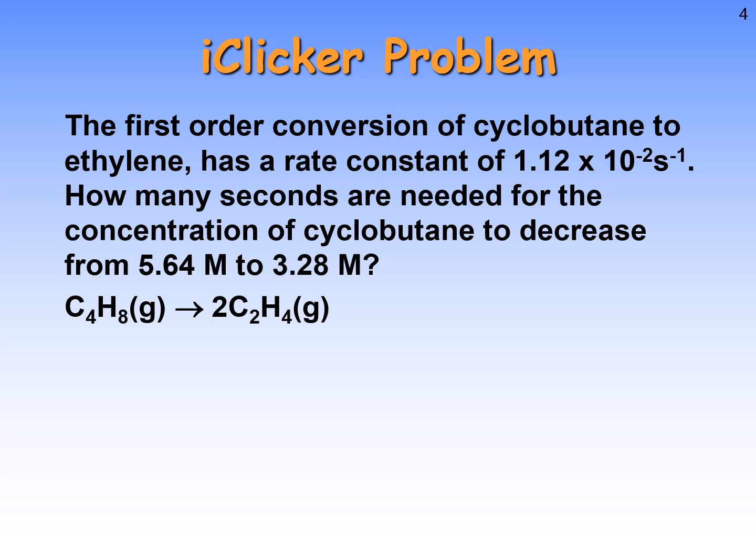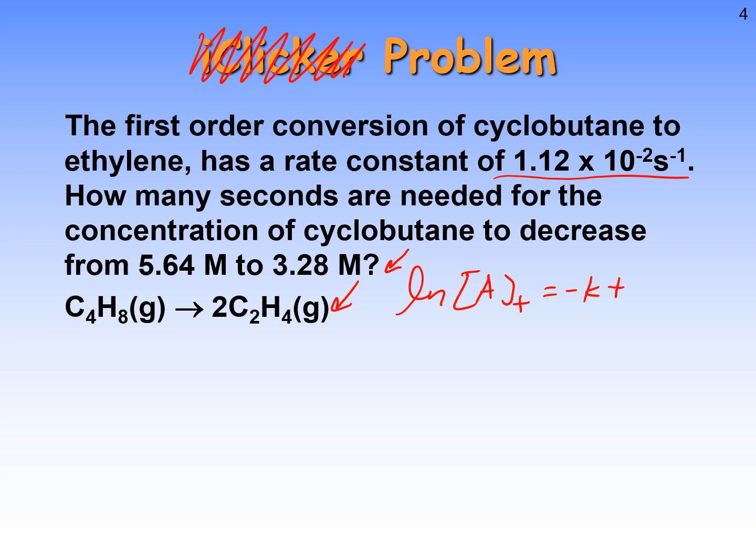Now, we don't actually have iClickers anymore because we're online, so we're just going to call this a regular problem. The first order conversion of cyclobutane to ethylene, this guy, has a rate constant of this. How many seconds are needed for the concentration of cyclobutane to decrease from there to there, right? So here's my first order integrated rate law, ln A_t is equal to negative kt plus the natural log of A naught.